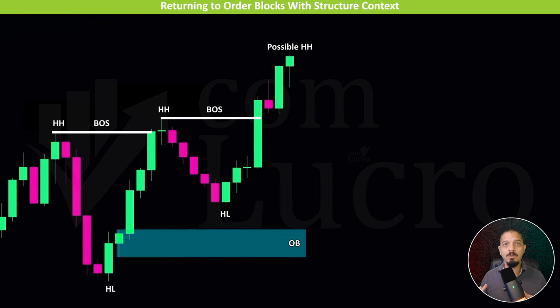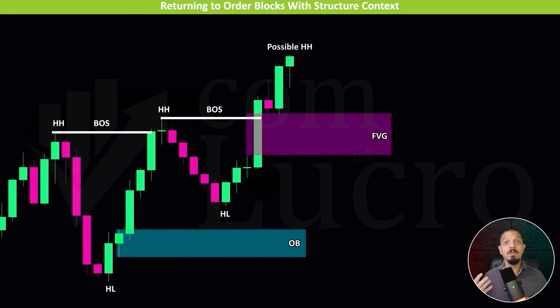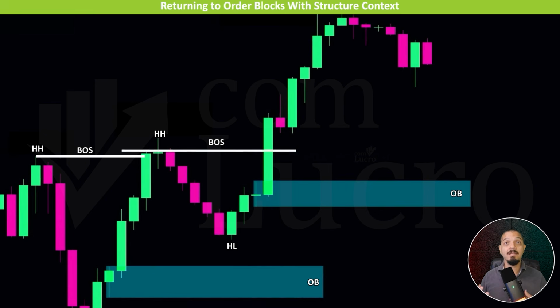In the next example, price again moves aggressively upward, creates inefficiency, and then follows through by breaking previous highs. Since this sequence results in a clear break of structure, it confirms another valid order block that can be drawn.